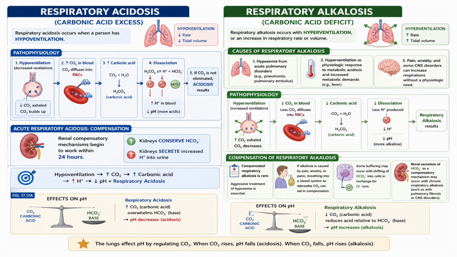This condition occurs when a patient is hypoventilating, meaning they're not breathing effectively enough to remove CO2. As a result, CO2 builds up in the blood, right? So this excess CO2 combines with water to form carbonic acid, which then dissociates into hydrogen ions and bicarb. The increase in hydrogen ion causes the pH to drop. And what will this lead to? Acidosis. So if this condition persists, the body begins to compensate, because remember, your body is always going to compensate.